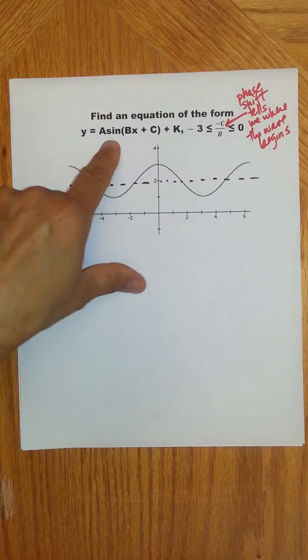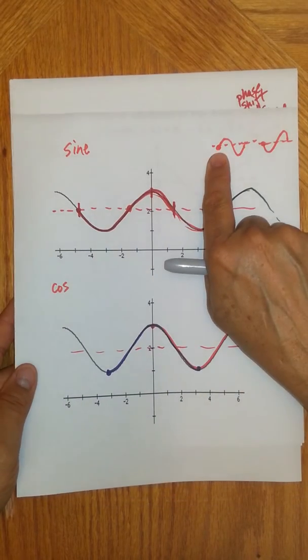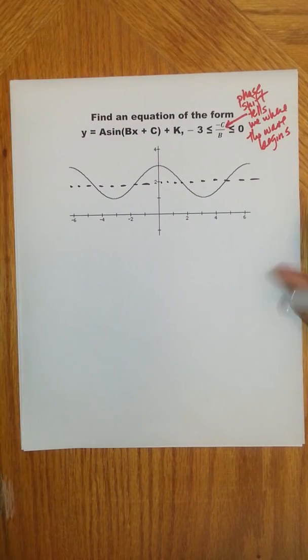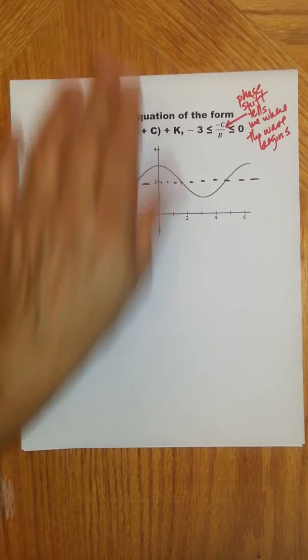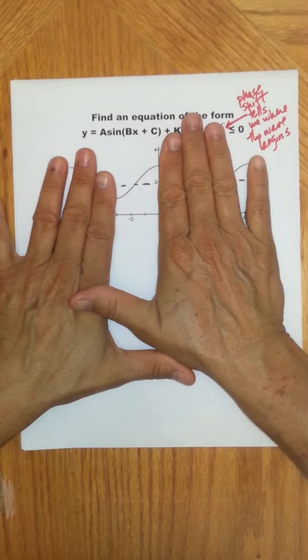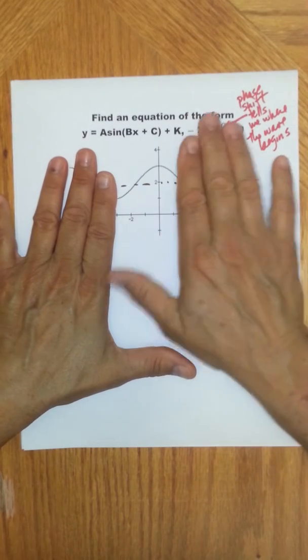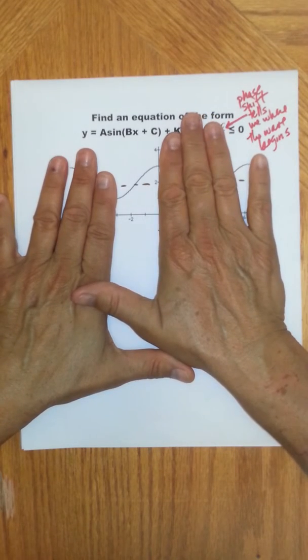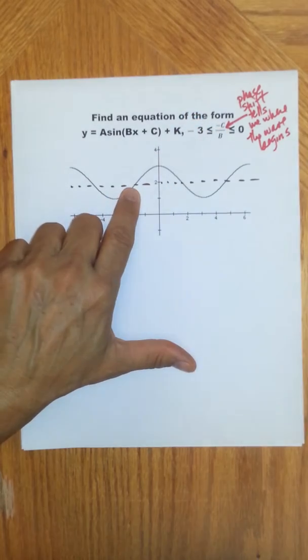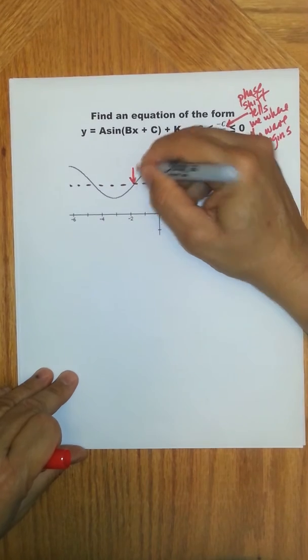So I'm looking for a sine function, and remember, sine has to begin at the axis. So basically what we're asking then is, in this portion of the wave that I'm allowed to look at from -3 to 0, right there, where does the graph cross the x-axis? And that's right there. So the wave begins right there.